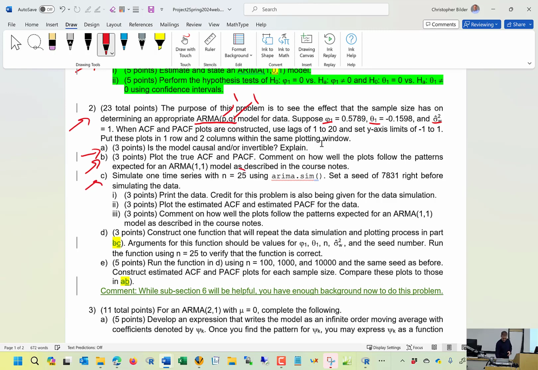Then C, with only a sample size of 25, using ARMA.sim, let's simulate the data from this model. Print the data, plot the estimated ACF and PACF, and then compare how well these estimated ACF and PACF compare to what is true, the true values. Do you think it's going to match up perfectly? Yes or no? Based upon what we've seen earlier today, do you think it's going to match up perfectly?